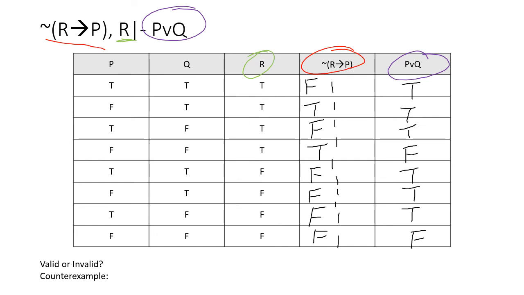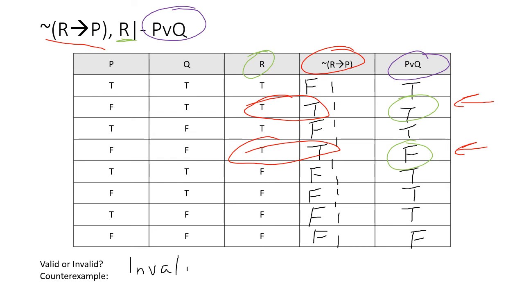So now we've got to look for instances in which our premises are all true. We've got one here, and we've got one here. The rest of them have at least one of them false. And so looking at our conclusion, we do have one that's false. We do have one that's true, but remember that it only takes one false one to make it invalid. And because it's invalid, we need a counterexample.